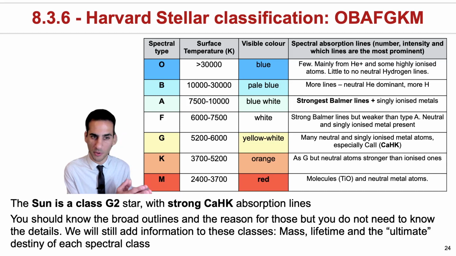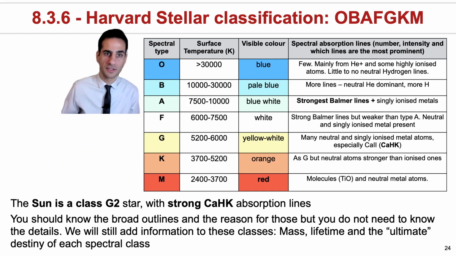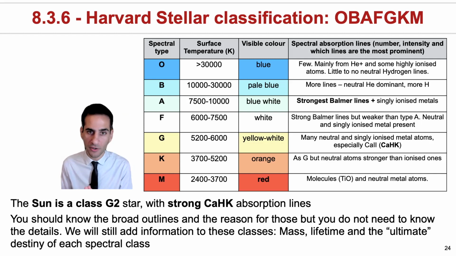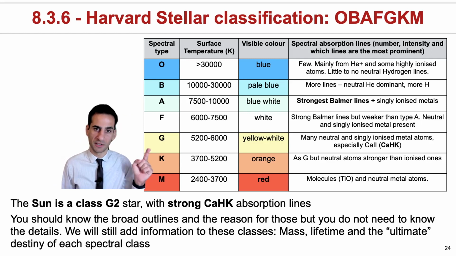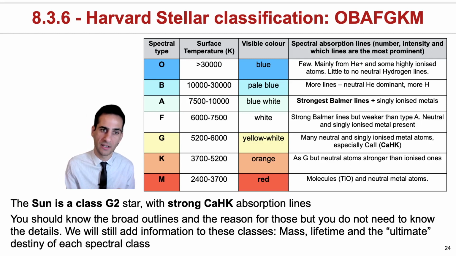And you'll find absorption lines from even some molecules and from neutral metal atoms. While if you go up, most absorption lines will be from ionized elements. If you're wondering, our sun is actually a G-class star. It will be here. It's a G2 class star, and it has quite strong calcium H and K lines, or basically lines of singly ionized calcium.